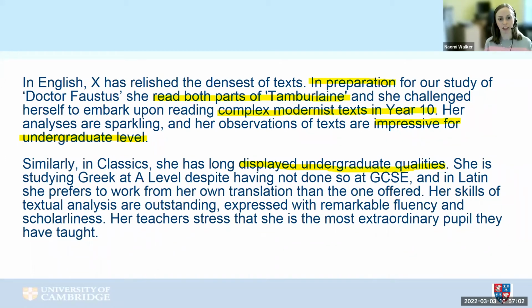So it's the two things there. She's a very strong academic, very much ready to come and learn at undergraduate level in terms of her analysis, but also she's probably got herself there from the independent reading that she's done outside of school. Those two things work together to create a very strong student. Teachers stress that she's the most extraordinary pupil they have taught. Again, that's contextualizing her ability within her cohort and within what the teachers have seen previously. So a really strong reference, I'd hope you would agree.